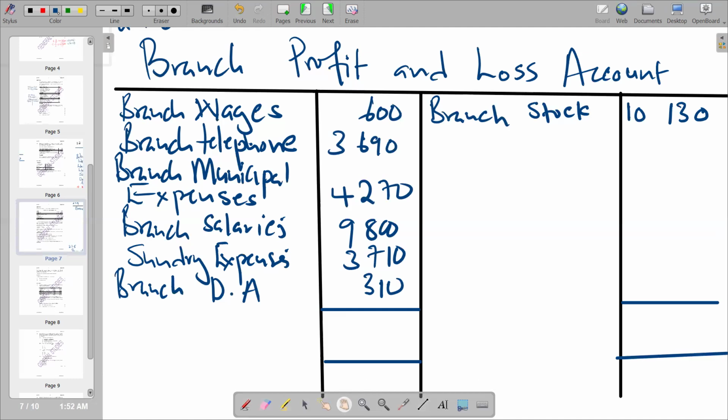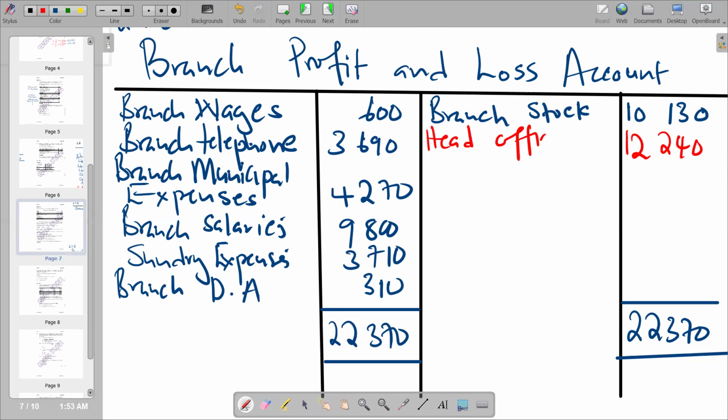If you take note, this is an account, so we should balance it. So if we add the total of 22,370, which is supposed to come again with the credit side to get the balancing figure, you are going to get a figure of 12,240, which is supposed to be transferred to the head office profit and loss. So here the description that we have is head office profit and loss. We can take note of that, which means we've completed our branch profit and loss.